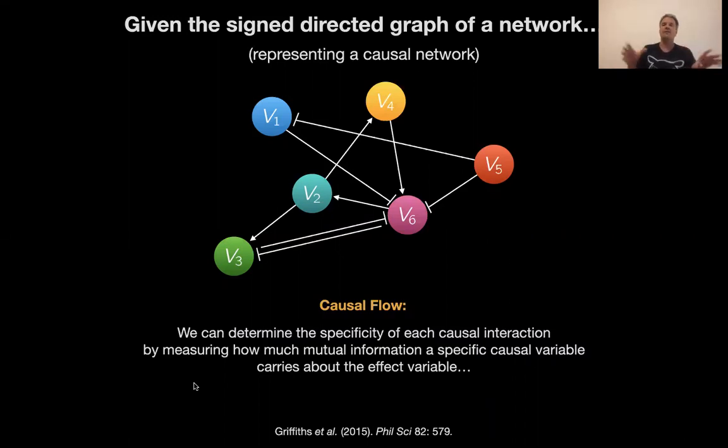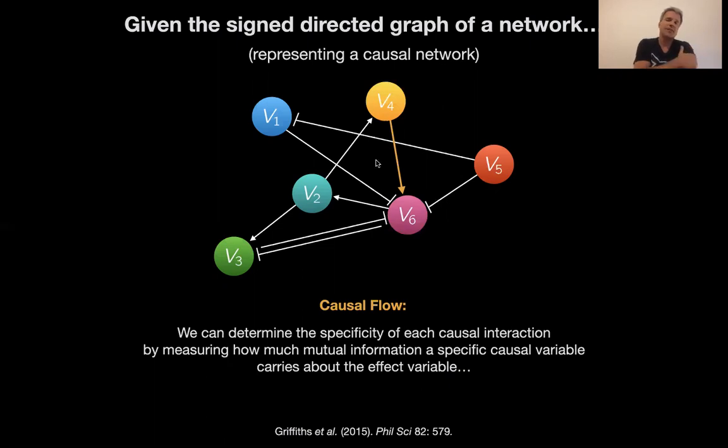So remember, the task from this big picture in the beginning that I showed you was to pick out those causes that are most specific and are actual difference makers. Okay, I have to remind you of this. So this is the task we have here. And so we can do this by measuring how much mutual information a specific causal variable carries about its effect variable. So for example, let's take this interaction here. We can measure variable number 4 and try to predict variable number 6. And we can determine using mutual information how much information variable number 4 will carry about variable number 6.